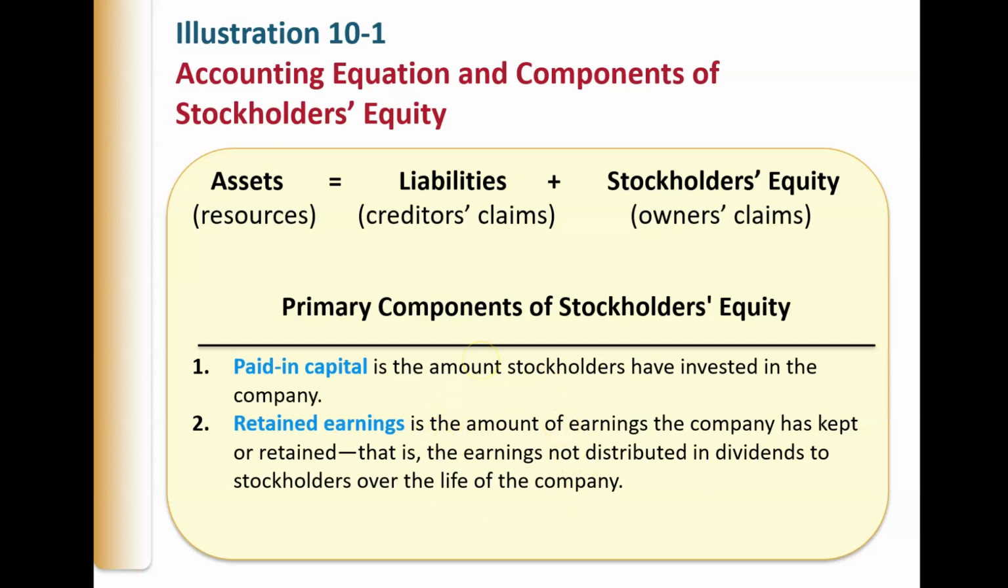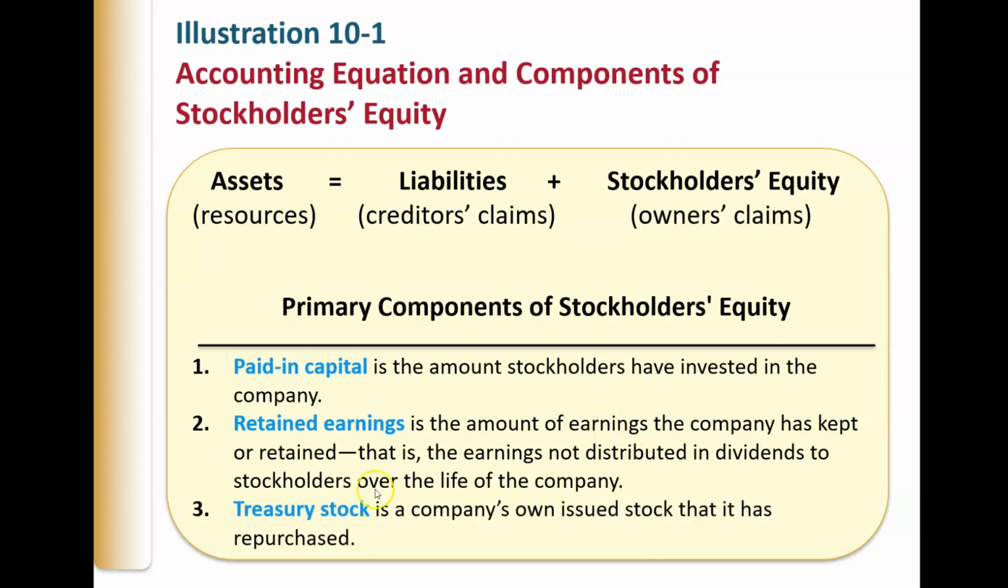This is just a review. It's the amount of earnings the company has kept or retained over the life of the company that they have not distributed to shareholders in the form of dividends. We will talk about something called treasury stock. So there's three pieces here: paid-in capital, retained earnings, and treasury stock. Treasury stock is a company's own stock, the issued stock that's out there that it repurchased for use internally. And we'll do that in more detail in a bit.